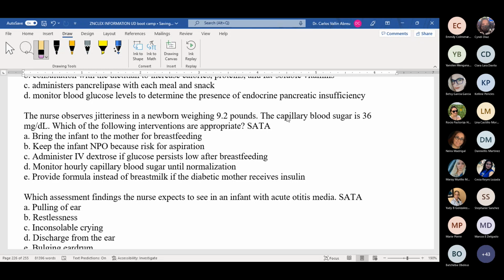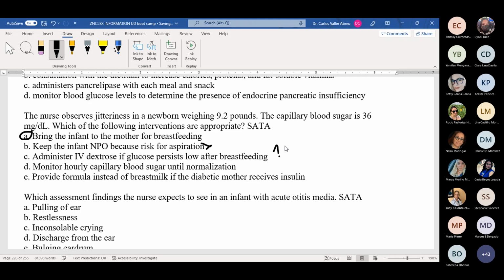The capillary blood sugar is 36 milligrams. Which of the following interventions are appropriate? Let's see, one by one, yes or no, true or false. Bring the infant to the mother for breastfeeding. Yes, it is the preferred method. Keep the infant NPO because of risk of aspiration? No. Administer IV dextrose if glucose remains low after breastfeeding? Yes.